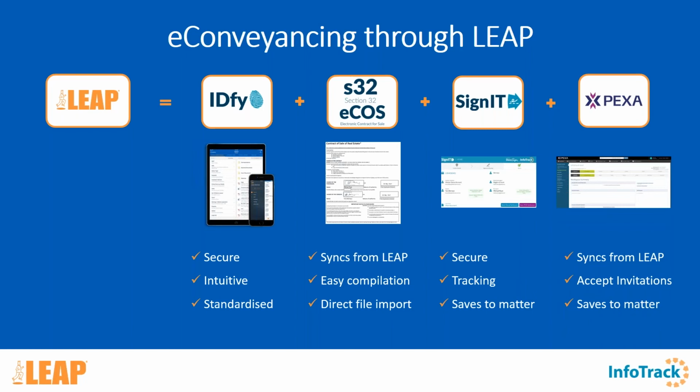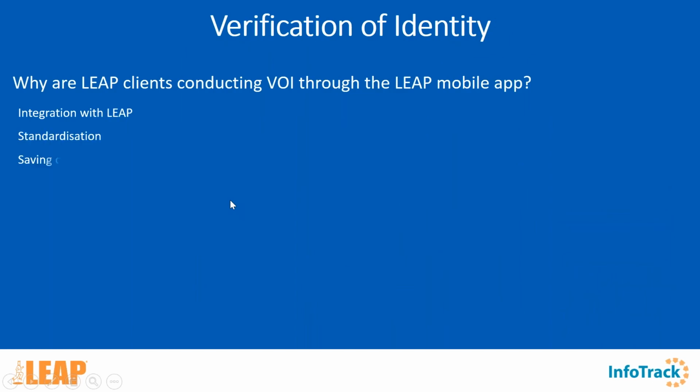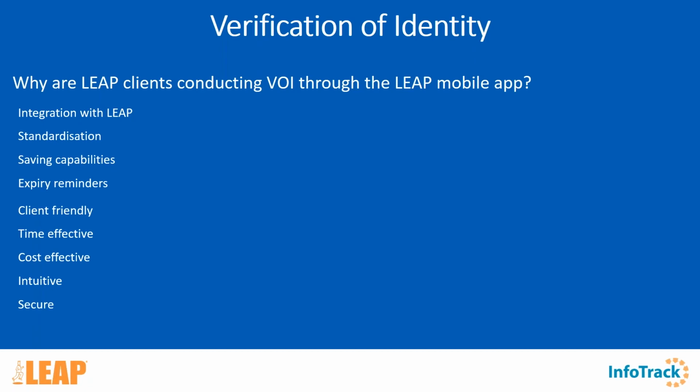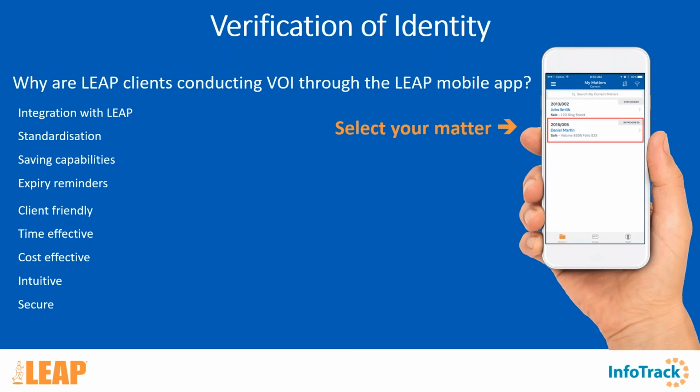Okay, so step one is verification of identity. And with the mandating dates coming through, the verification of identity is going to be more critical than ever. Obviously, it has been in place since October 2015, but with transacting in PEXA, the need to know who you're dealing with and have a record of who you're dealing with is more important than ever. So verification of identity is available now through the LEAP app. So it's very easy to use.